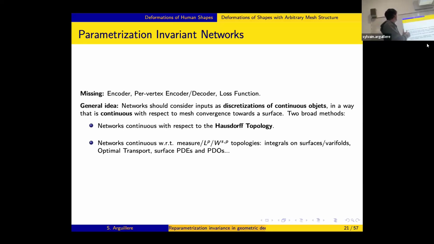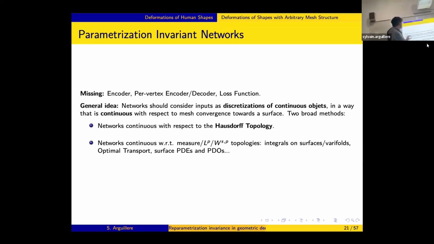It's going to be varifolds. But the general idea for the actual networks themselves is that they should basically consider the input as a discretization of continuous objects, in such a way that the network is continuous with respect to the convergence of a mesh towards the surface. Meaning, theoretically, the network should be able to take as input a full continuous surface instead of a discretized version. It's just that it's impossible for a computer. But there are a few tools that have been developed.